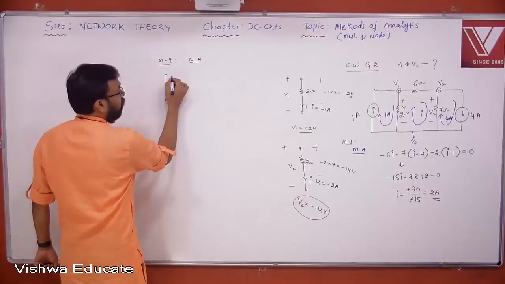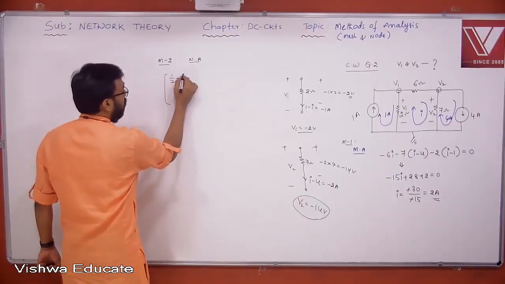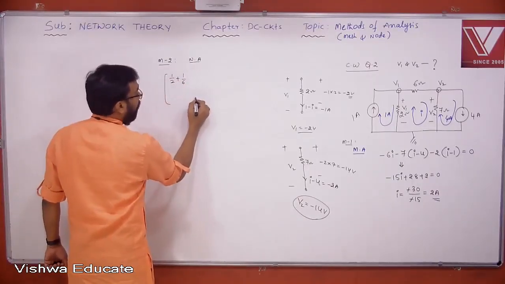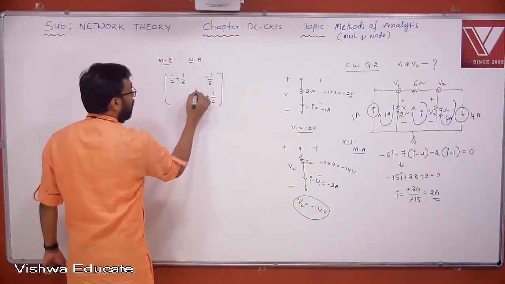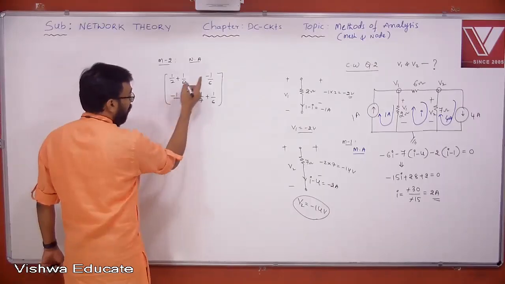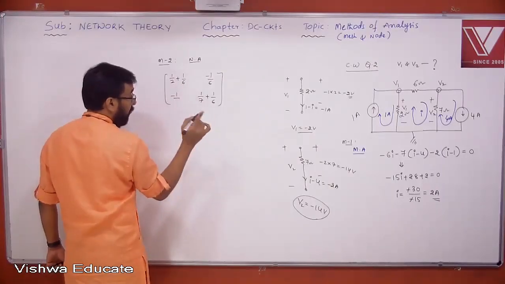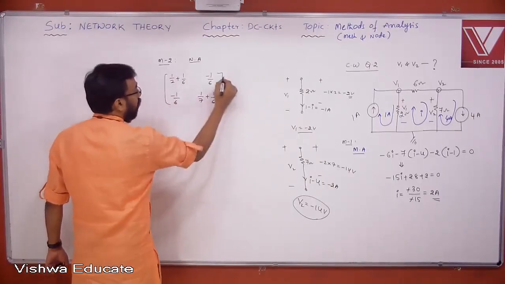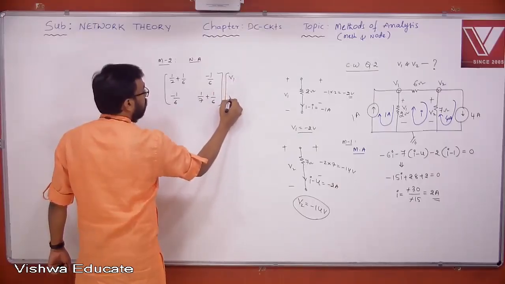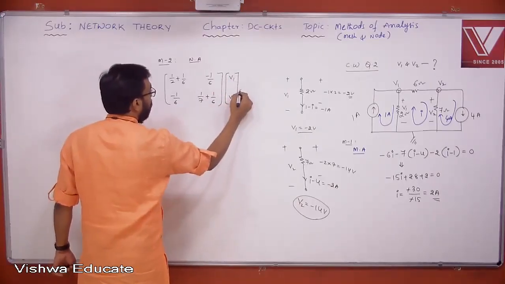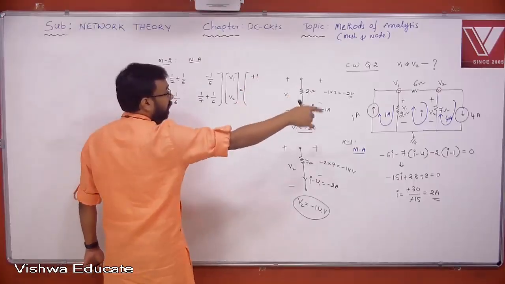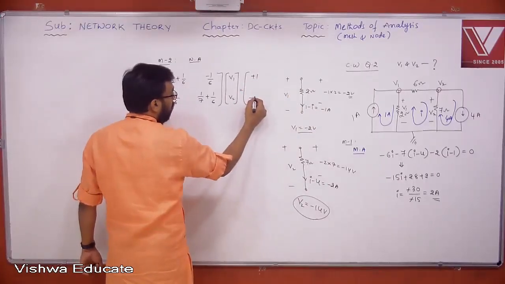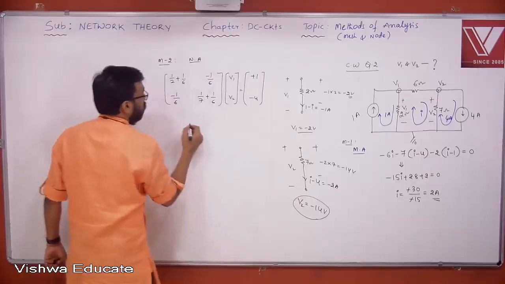Yes or no? So 1 by 2 plus 1 by 6. Here 1 by 7 plus 1 by 6. Who is the common element here? 1 by 6, therefore minus. All off-diagonal elements will be negative and diagonal elements positive in case of node analysis. Into V1, V2 is equal to, now this is an entering current, plus 1. That is a leaving current, outside always negative, right? So that's it.